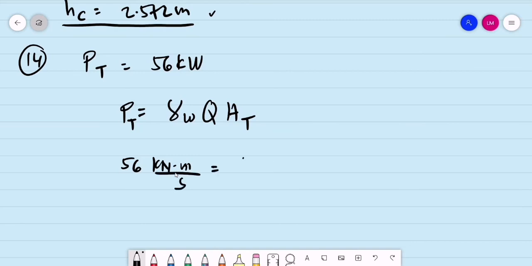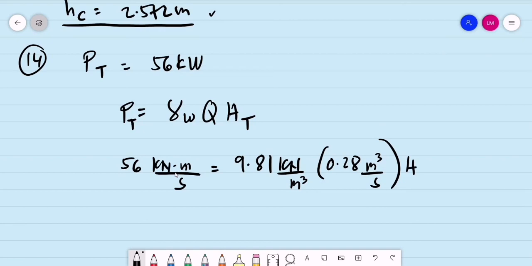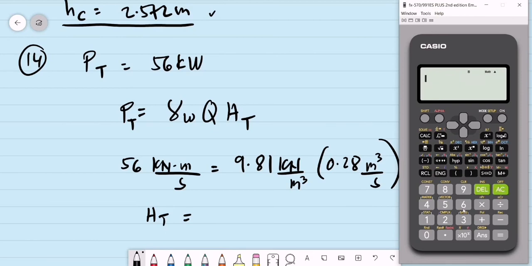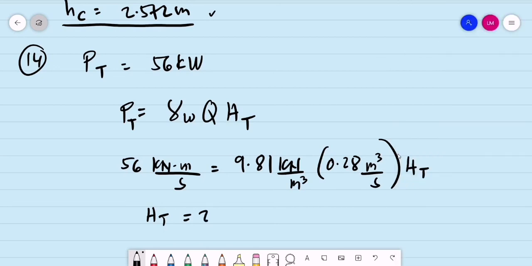So, para consistent sa unit, gamit tayo ng 9.81 kilonewtons per cubic meter. The discharge is 0.28 cubic meter per second. Then, the head extracted by the turbine. So, H sub T natin ay equal sa 56 divided by the 9.81, then 0.28. That is 20.387 meters. Ito yung head extracted by the turbine para may power or energy generated, 56 kilowatts.